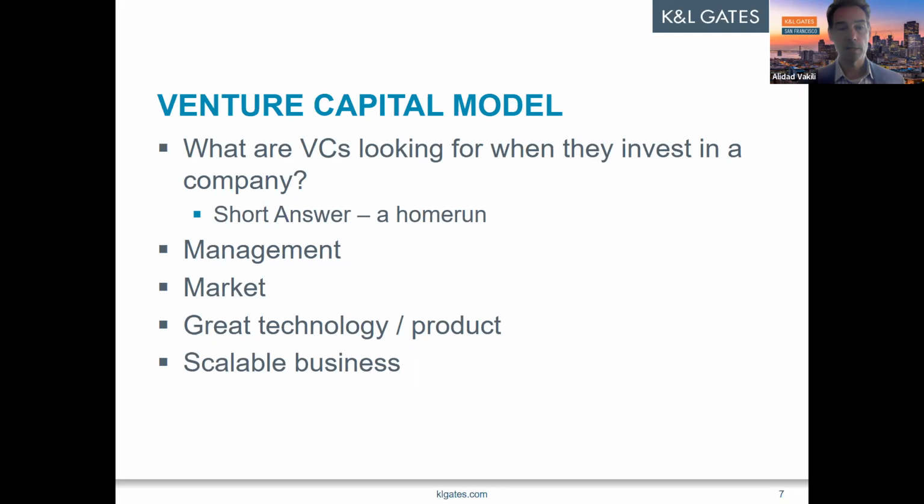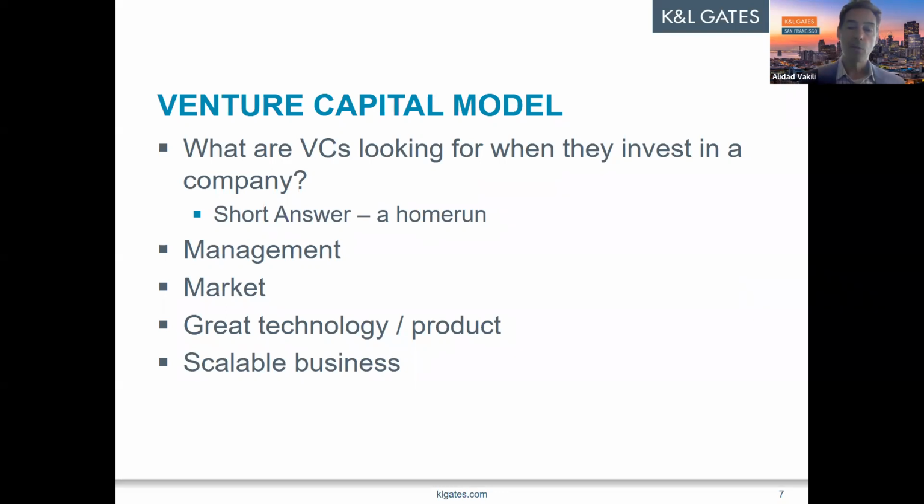We talked a little bit about technology, or product. You need to have some sort of technology or product that's got a competitive edge. It's protectable, meaning you can get IP protection around it.